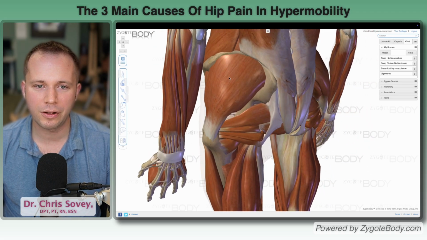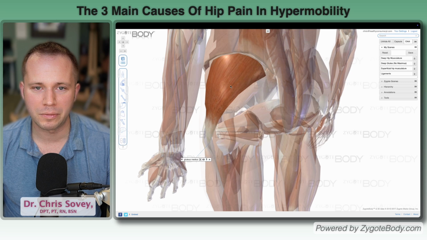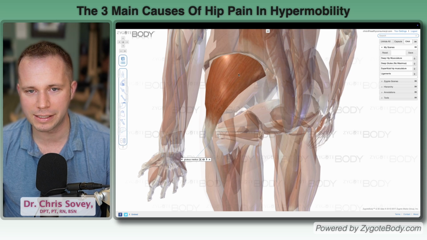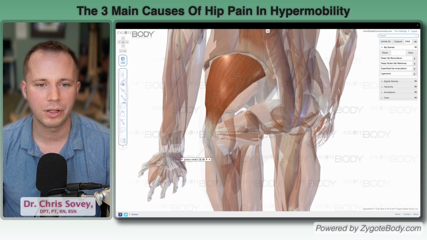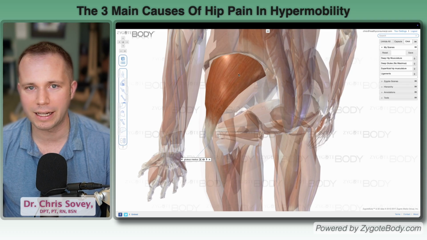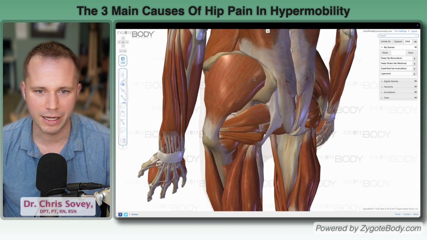Also, let's point out the glute medius here, which is one of your lateral hip muscles. This is very weak on a lot of people. It is strengthened by things like clamshells, side-lying leg raises, that kind of thing.